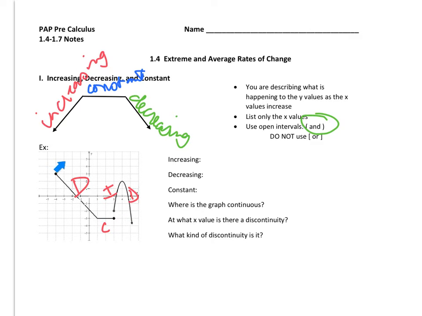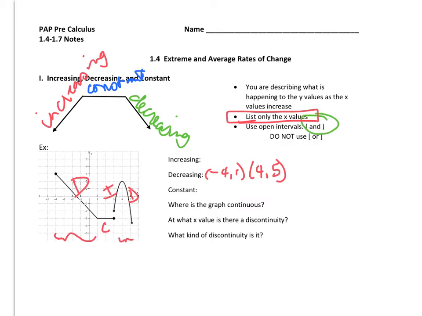So I'm going to give the domains of each part of these. When you give me increasing, decreasing, constant, you're only going to give me the x values. You're going to list only the x values, kind of like you're doing a domain. So I'm going to go from here to here. I'm going to go from -4. So my decreasing is going from -4 to 1. And I'm also going from 4 to 5. Those are the two places that I'm decreasing.